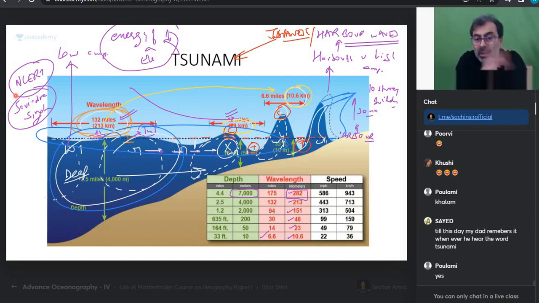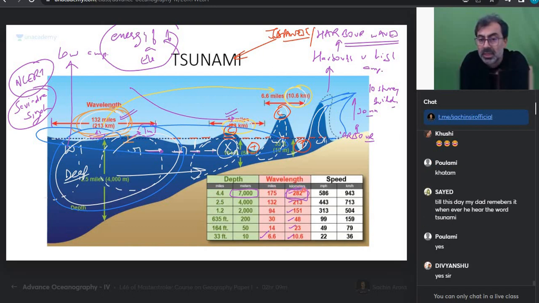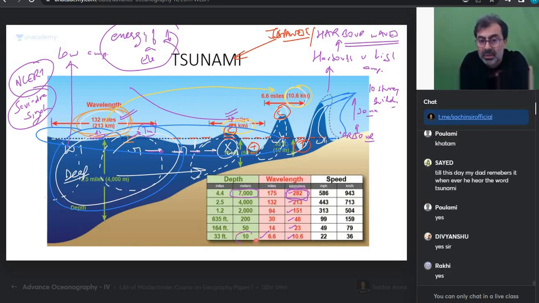Get that? So in the deep oceans, you will see the wavelength is high, speed is low. Can you see the speed is also going to go, and we are looking at as the depth is reducing. Depth is reducing, more friction, so the speed is reducing, and the wavelength is also reducing. The wavelength has reduced, but the amplitude of the wave will increase. Everyone clear on this?